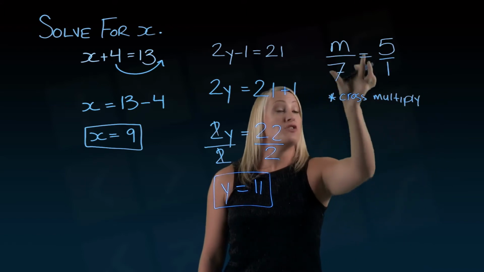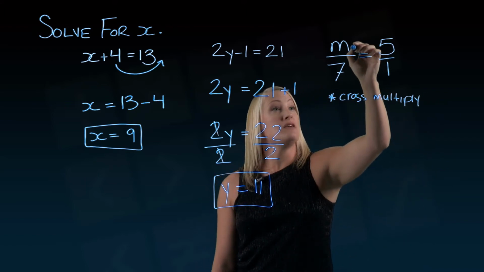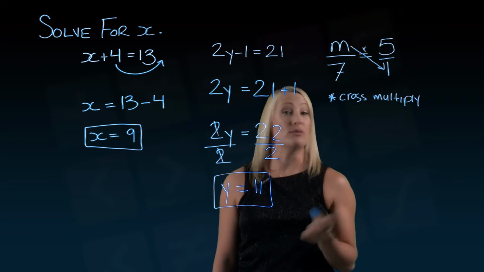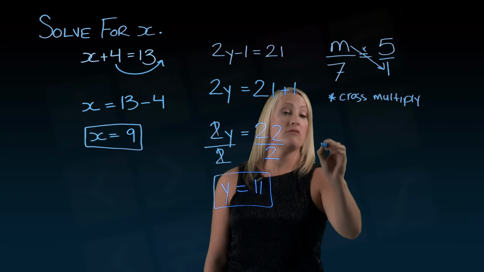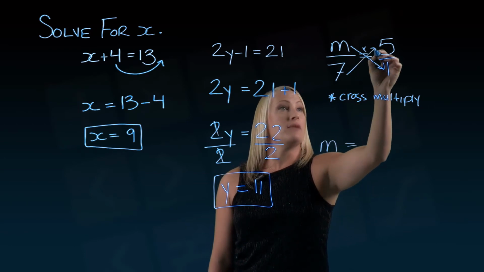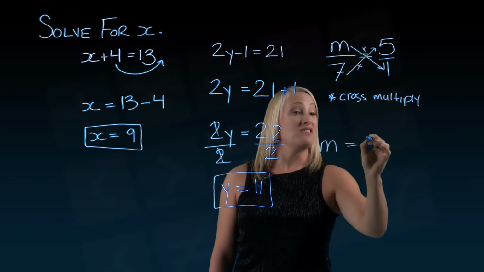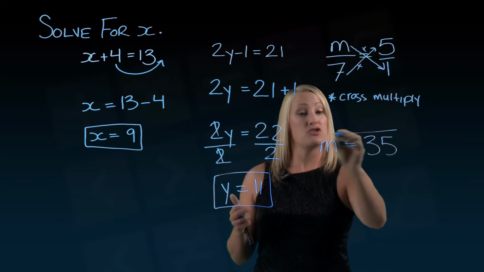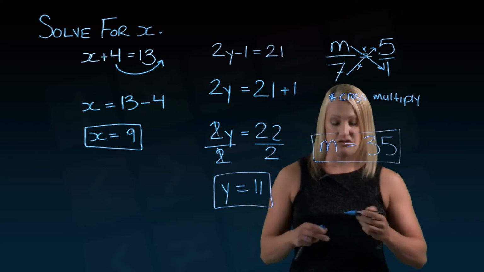So I'm going to cross multiply these two. And what that means is I'm going to take the m on the top and multiply it by that 1 on the bottom. 1 times m is m. And then I'm going to take this 7 on the bottom and multiply that by the 5 on the top and I get 35. And all of a sudden our fractions are gone and we actually have our final answer there.